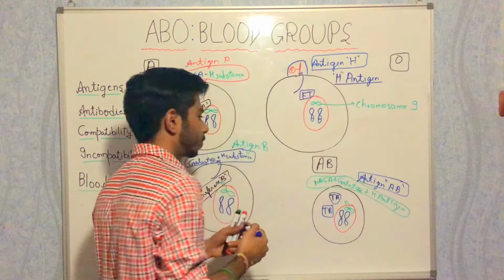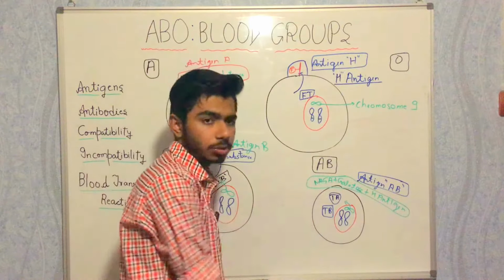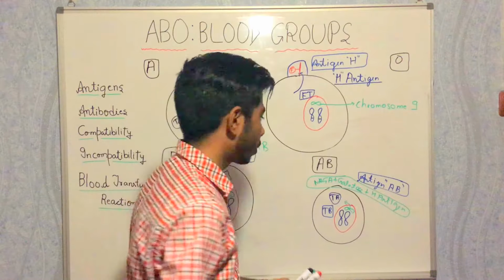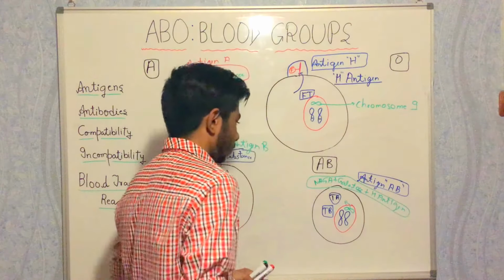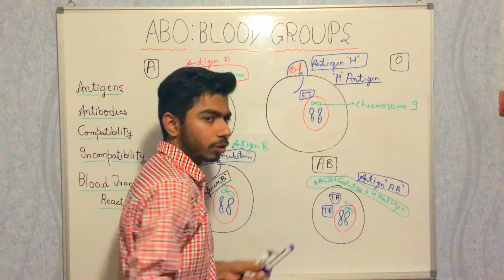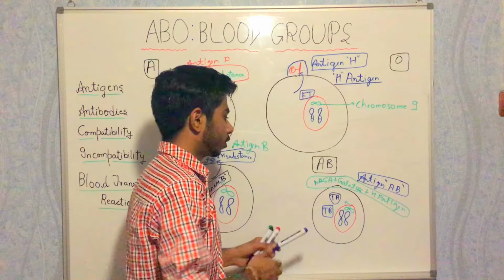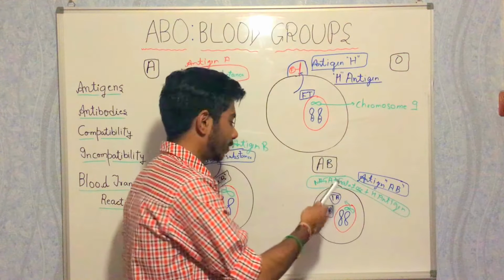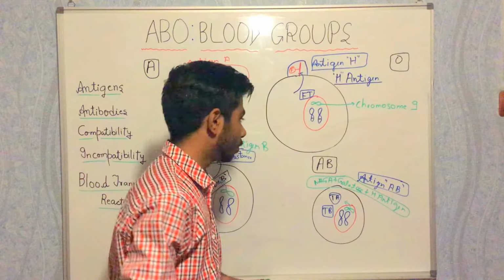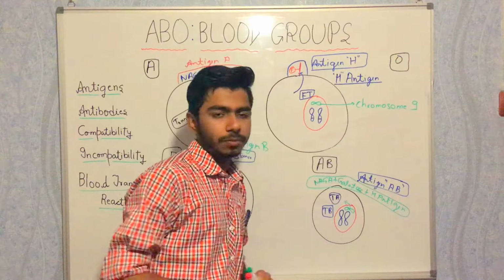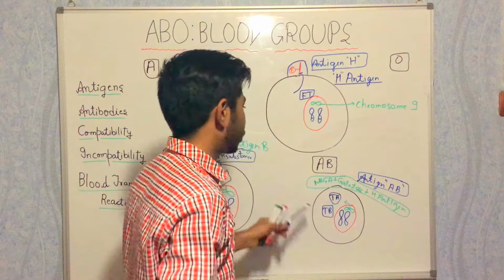Actually, at some places NAGA can attach to the H substance, and at some places galactose can attach to the H substance or H antigen. So in the blood group AB, there will be both the enzymes, transferase A as well as transferase B, which can present both NAGA and galactose with the H substance, and will produce the antigen AB.